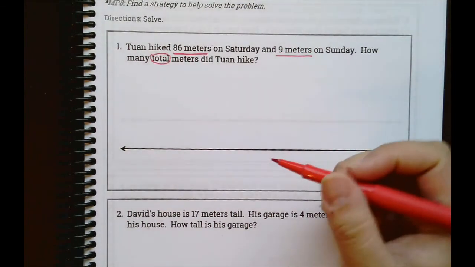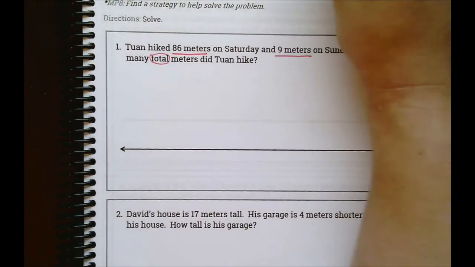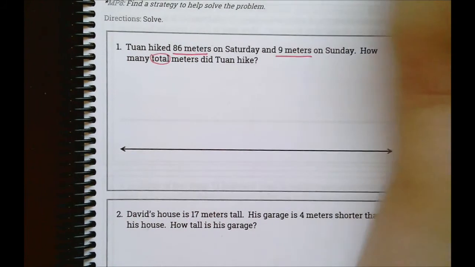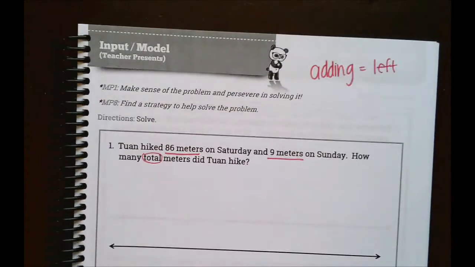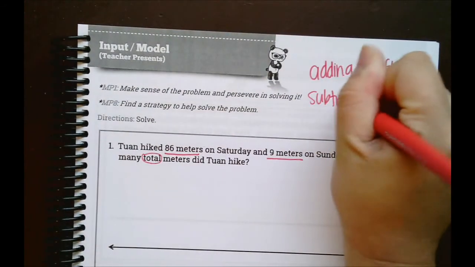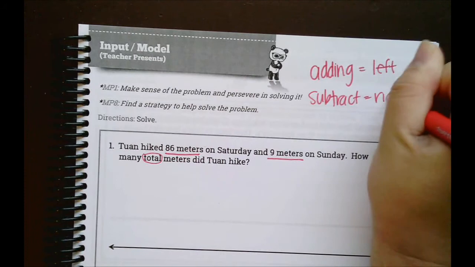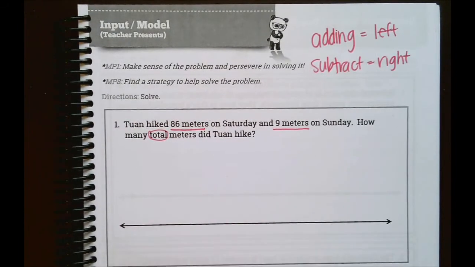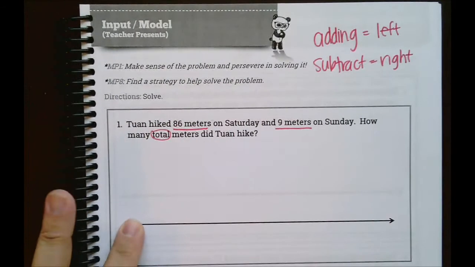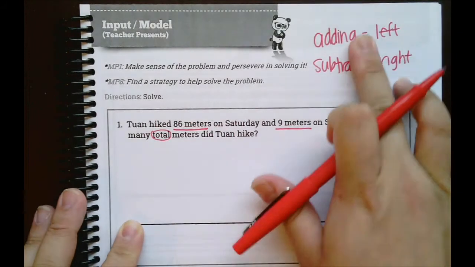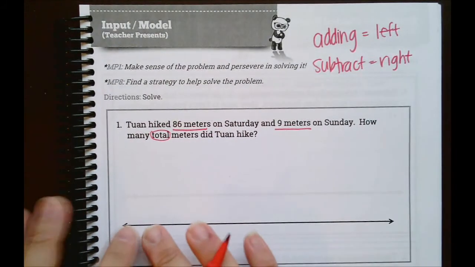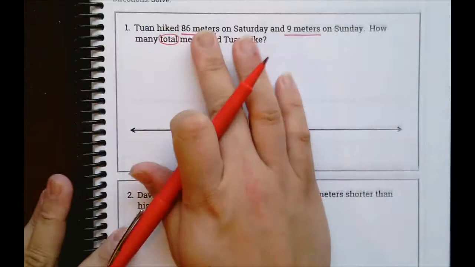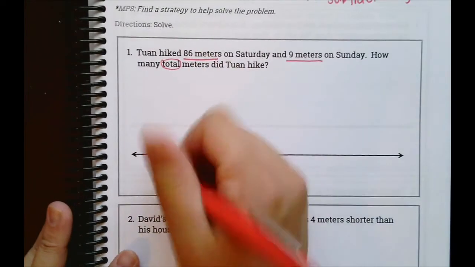Okay, so when we're adding, we set up on the left. So I'm going to write add. Adding equals left. Subtract right. Because when you are setting up your number line, you set up your addend or your minuend either on the far left or on the far right. When you're adding, your first addend goes on the left-hand side. So my first addend is going to be my bigger number, 86.